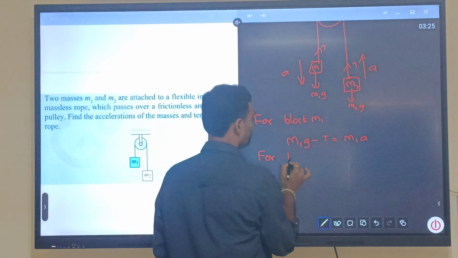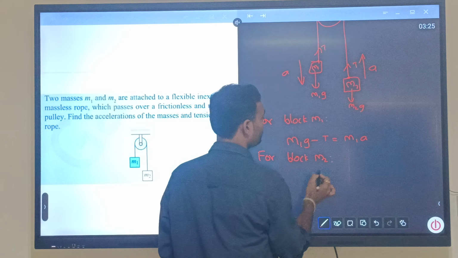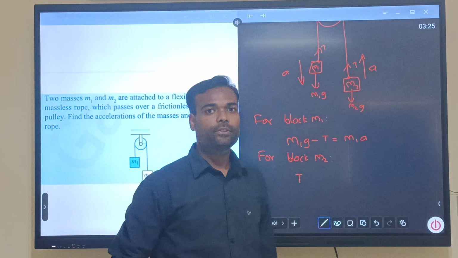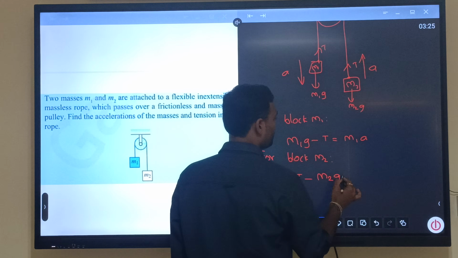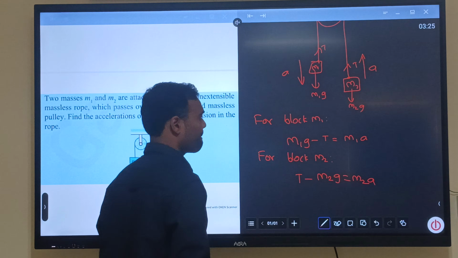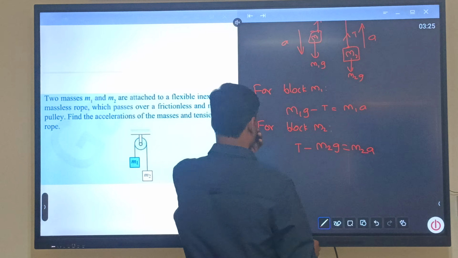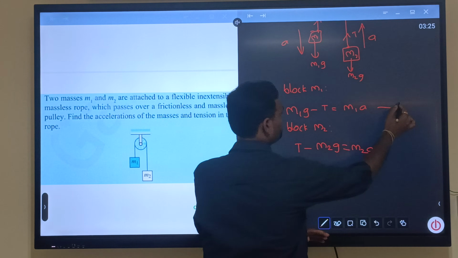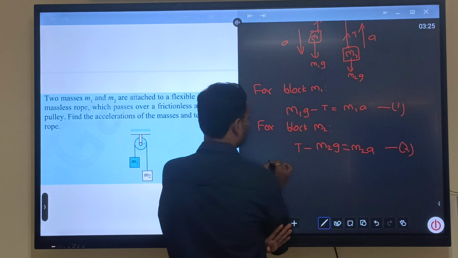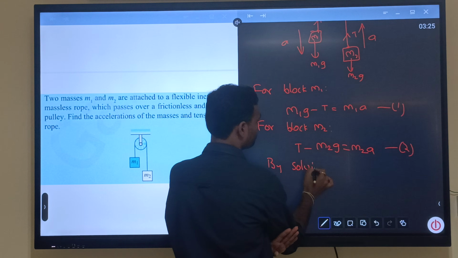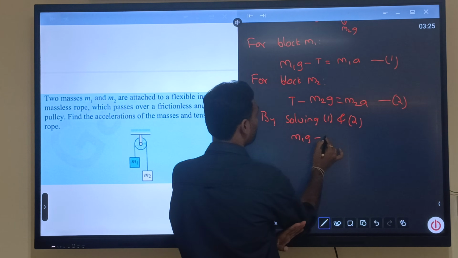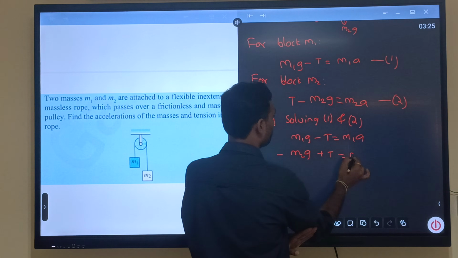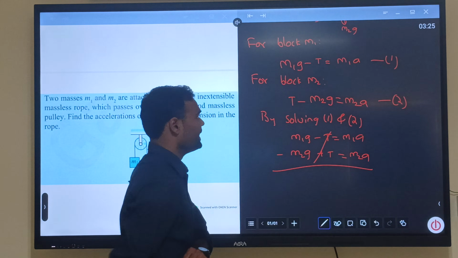Similarly, for block M2, it is moving in the upward direction. So I consider the upward direction as positive. T minus M2G is equal to M2A. Now, see, we do one thing. By solving 1 and 2: M1G minus T is equal to M1A, and minus M2G plus T is equal to M2A. Then T will get cancelled.